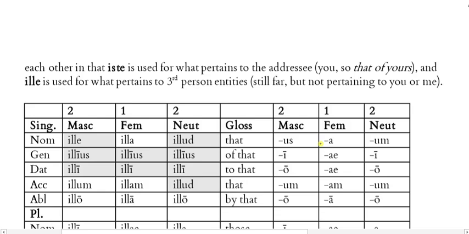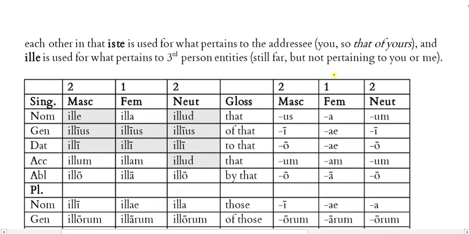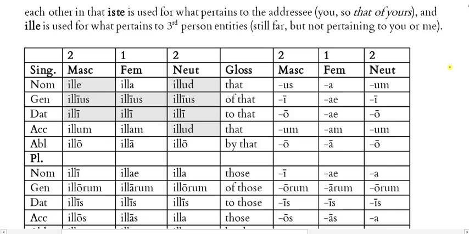And those have to do with whether the thing that we're talking about pertains to the addressee. If so, we use iste. And remember, the addressee is you. I'm the speaker, you're the addressee, you, second person. So if something's remote to me but nearer to you, I'll use iste for that. So you can translate that as sometimes that of yours or that pertaining to you. And ille is used for something remote to the speaker, but also remote from the addressee.